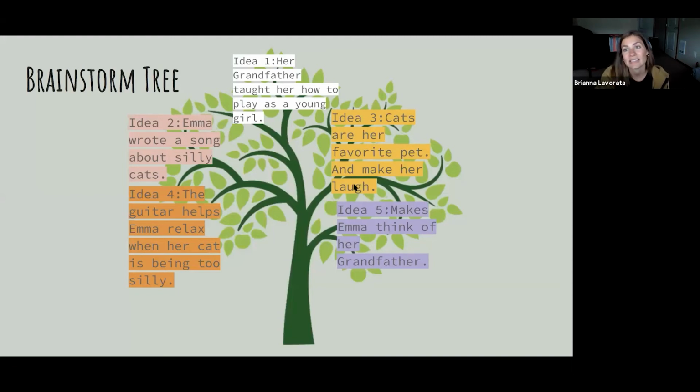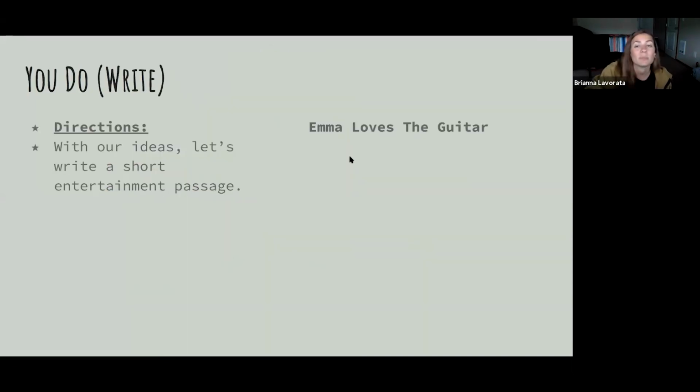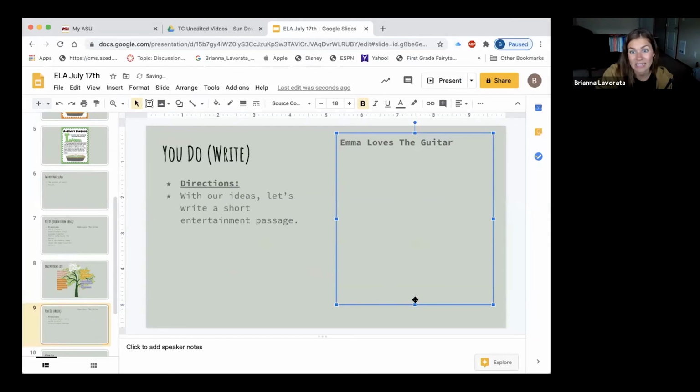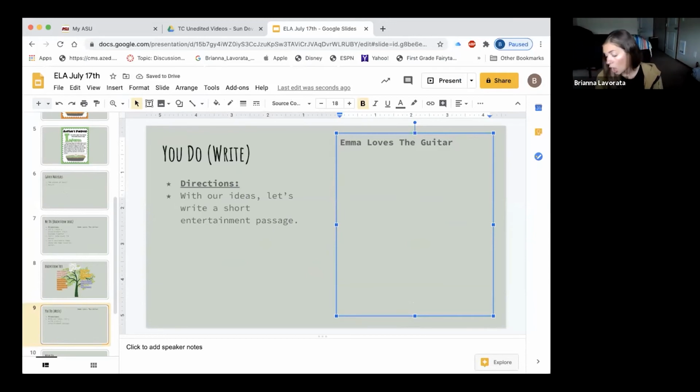So using these ideas, we're going to put these ideas into a completed passage using completed sentences. I'm going to write on the screen here, but go ahead and copy on your paper, on your second piece of paper, write Emma loves the guitar. Whatever I write, go ahead and write on your paper, but also try and think of some sentences on your own, okay? So using those brainstorming ideas that you should have on your tree, these are going to help you write a short text passage about why Emma loves the guitar.